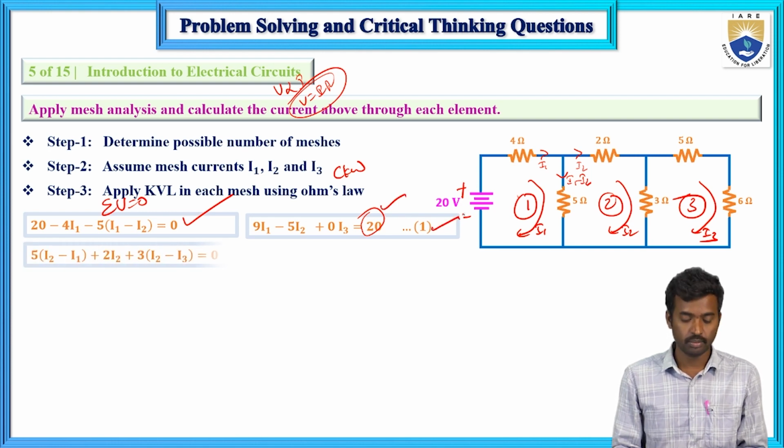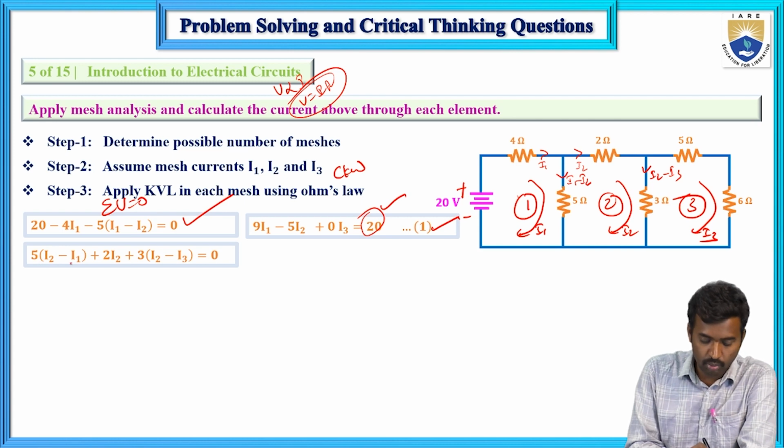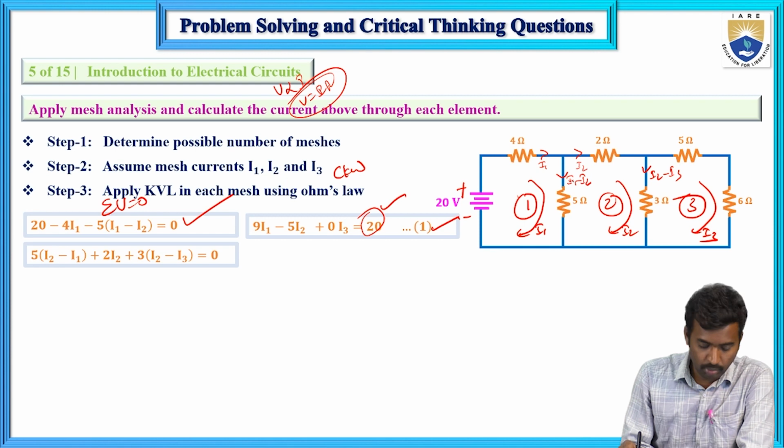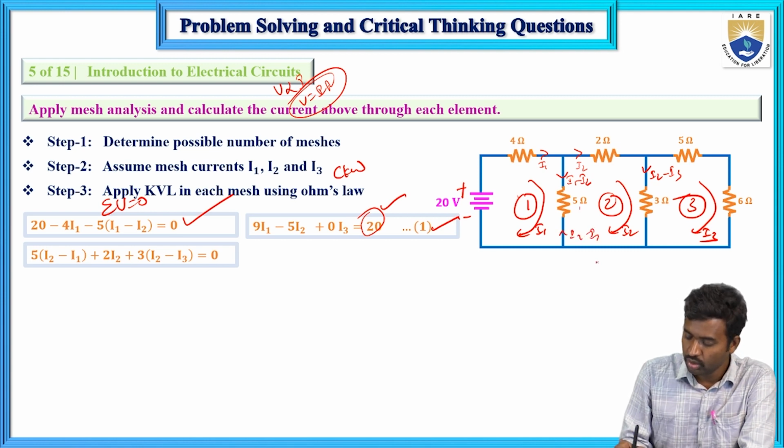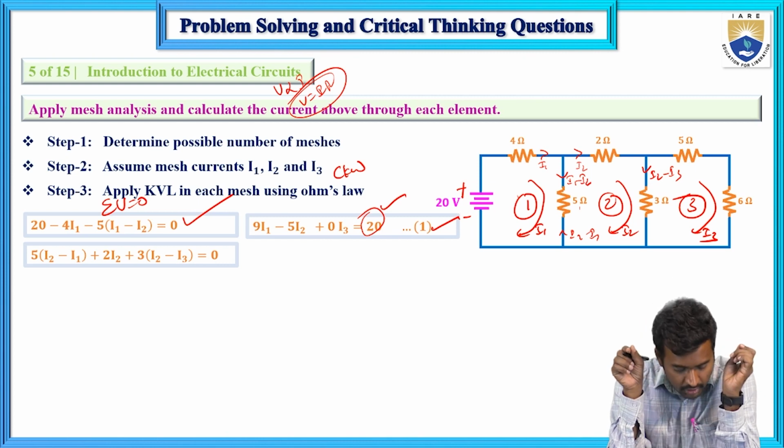And the second mesh equation, if you apply KVL in this loop, this current is I2 minus I3. And here they are considering I2 minus I1. So 5 into I2 minus I1 plus 2. The current in this branch and the other mesh current are in opposite directions, so take I2 minus I1 only. The direction should be in the direction of the mesh current only.